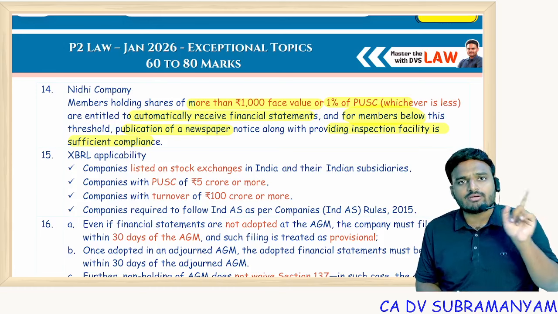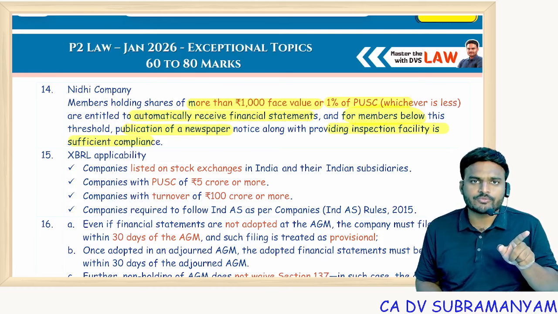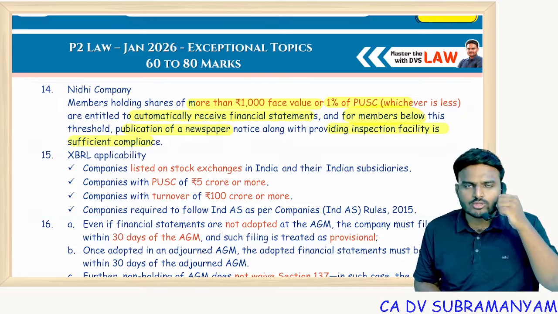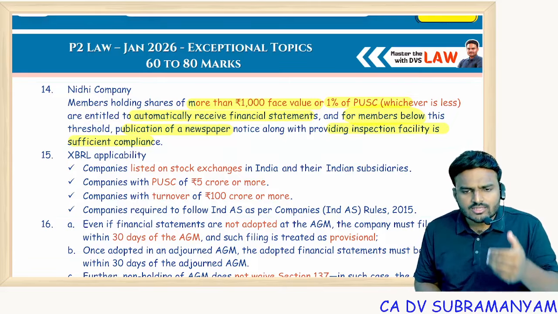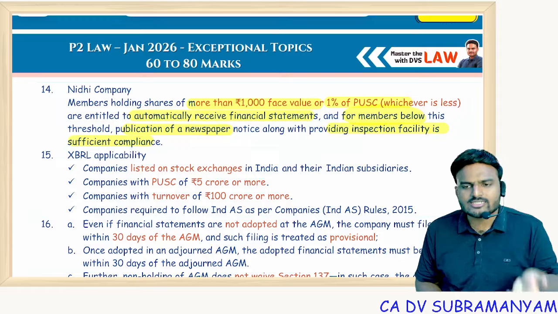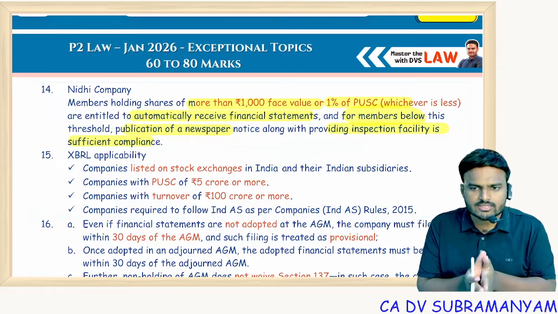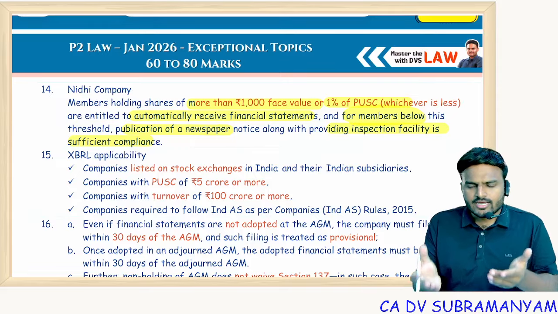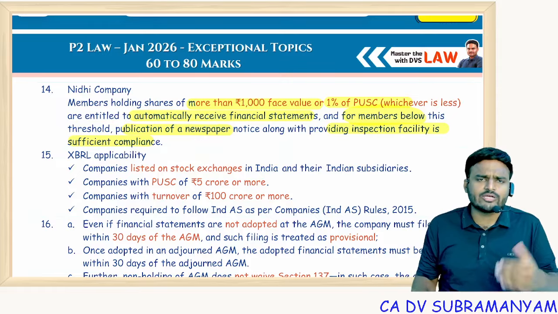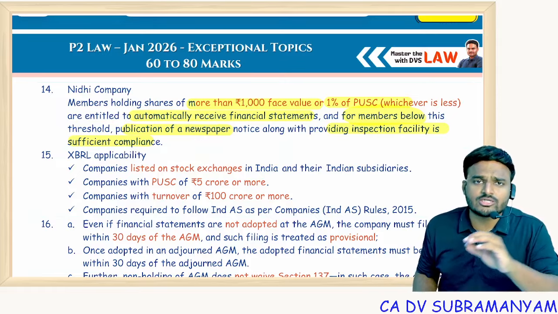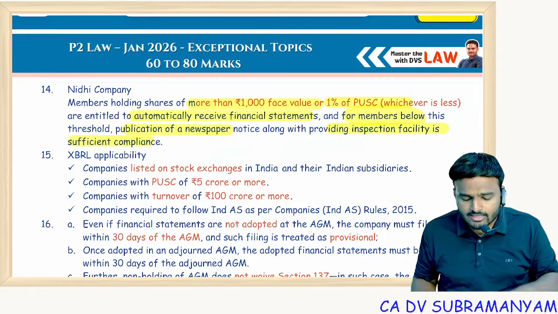Same point I covered in incorporation chapter also. More than 1000 or more than 1% of paid up share capital, serve them individually. Rest of the members, give a notice, give an advertisement in the local newspaper which is circulating in that area. Getting it? And allow them to carry out inspection. Enough. No need to serve all the documents individually to each and every member of Nidhi company.